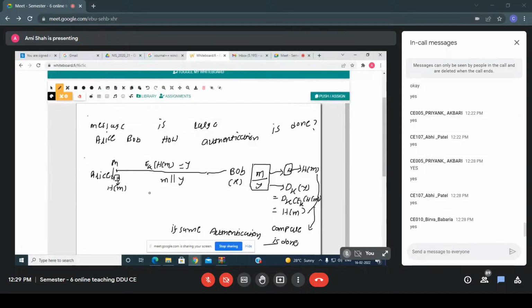How can Bob cheat Alice? Because both parties have a common key, right? So how can Bob cheat Alice in this authentication scheme? Remember, first of all, when Bob receives this M and Y, Bob will decrypt it using the decryption algorithm, as all of you know, and get the message. In this way Bob gets the message, right?